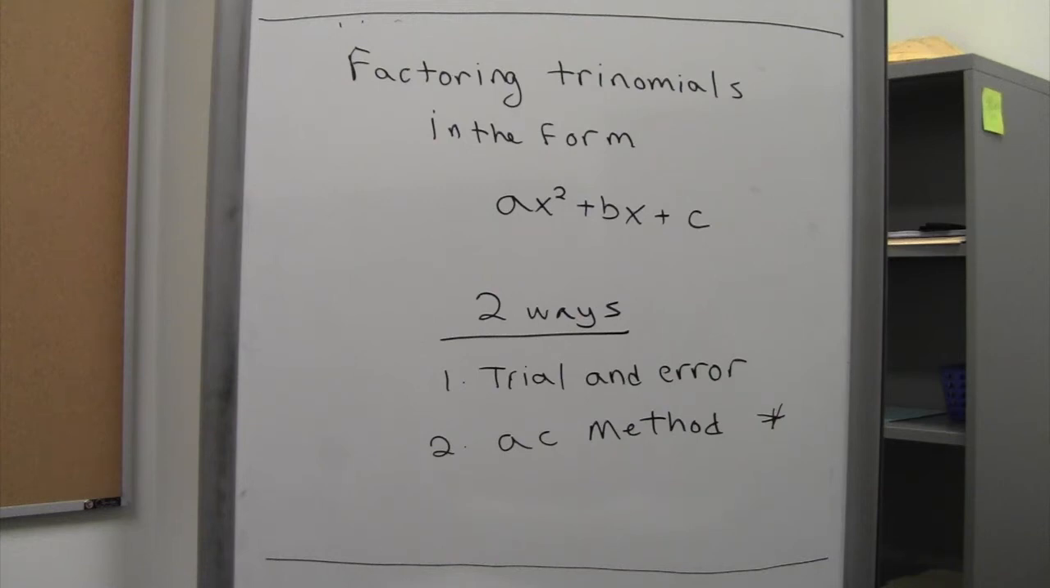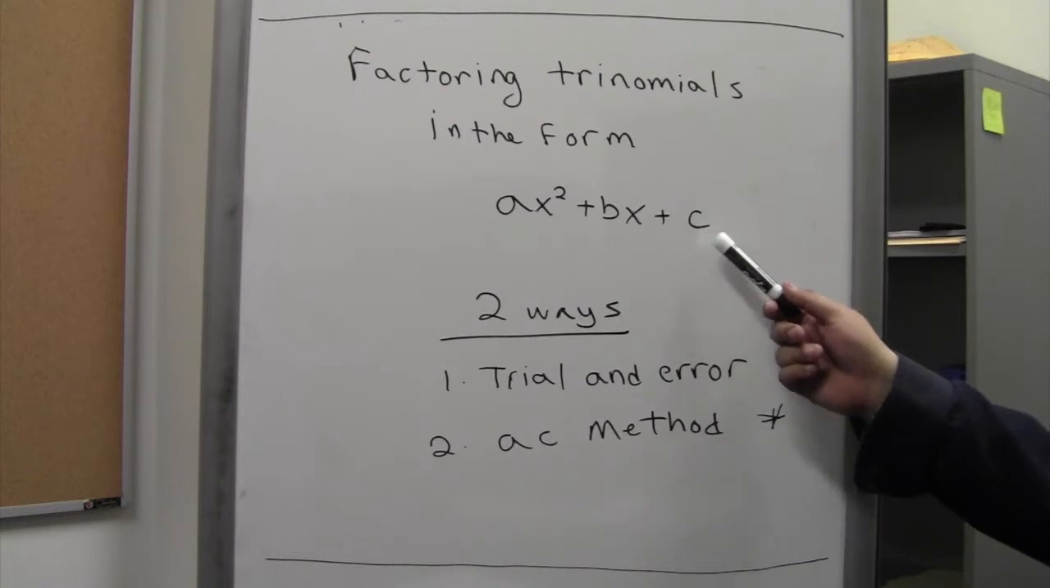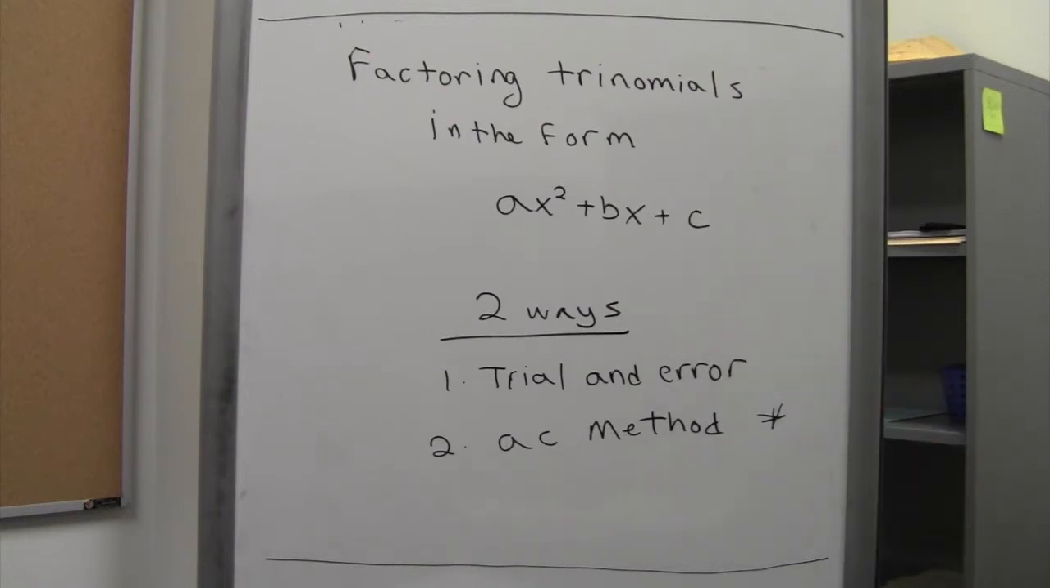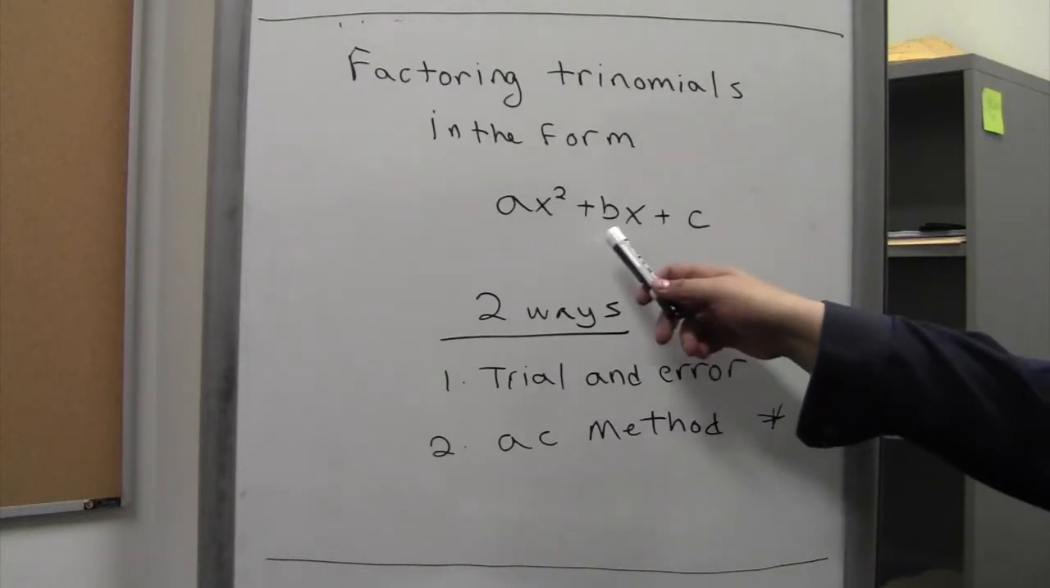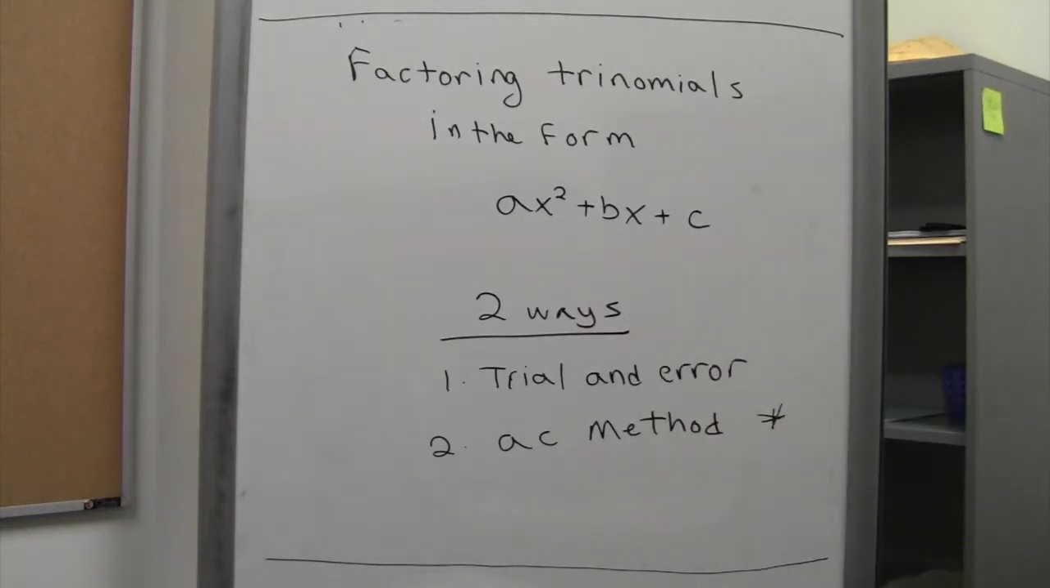Hello everyone. Today we're going to talk about factoring trinomials in the form of ax squared plus bx plus c. If you remember last time, we talked about how to factor it when the coefficient in front of the x squared was just 1. In this case now we're going to go farther and investigate how to factor polynomials when there is a coefficient out there other than 1.